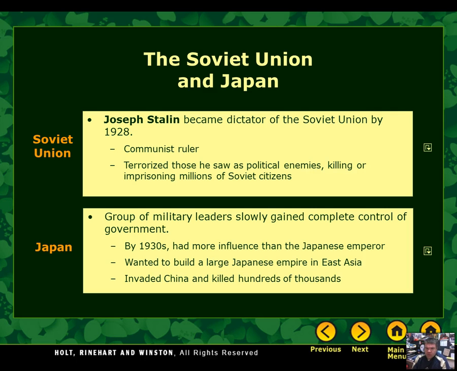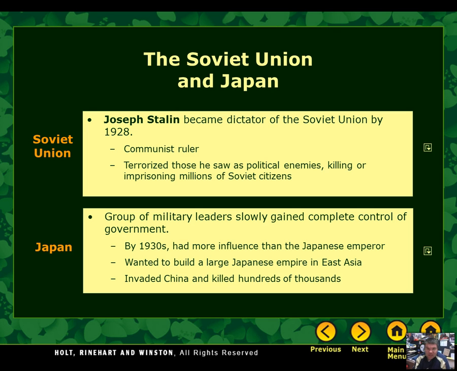Another leader that you need to know is the leader of Russia. His name was Joseph Stalin. He became the dictator of the Soviet Union by 1928. He was a communist ruler, and he basically killed anybody that didn't agree with him. And so he was a dictator like Hitler.